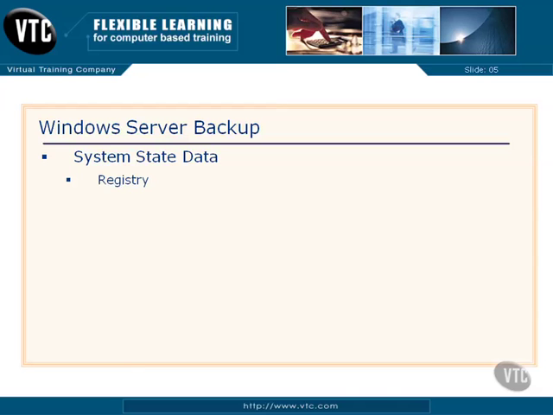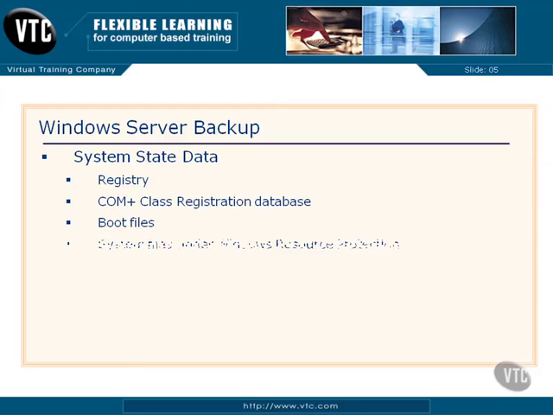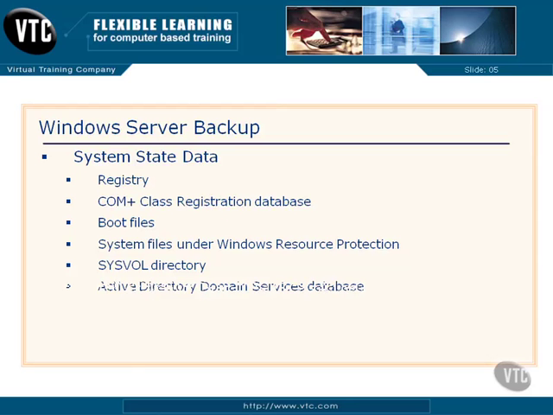Now that consists of the registry, the COM+ class registration database, if you know what COM+ is, if you're one of those developer types. If you're not, don't worry about it. Boot files, system files that are under Windows Resource Protection. So if those are under there, they're going to get picked up in system state data. The sysvol directory, the Active Directory Domain Services database, and then other data specific to other server roles. So if you have other server roles on that particular domain controller, depending on what role you got, it's going to back up a few files as well.